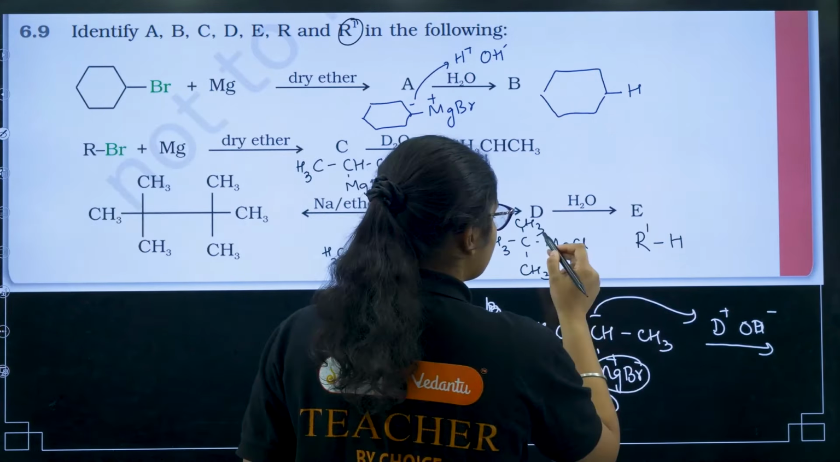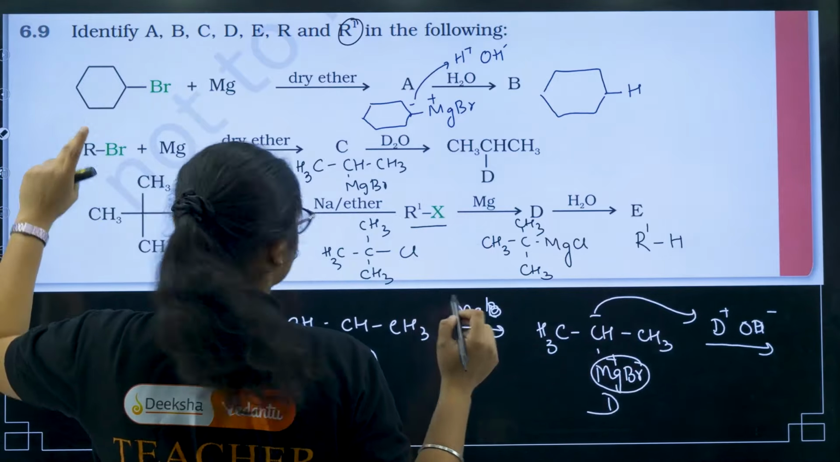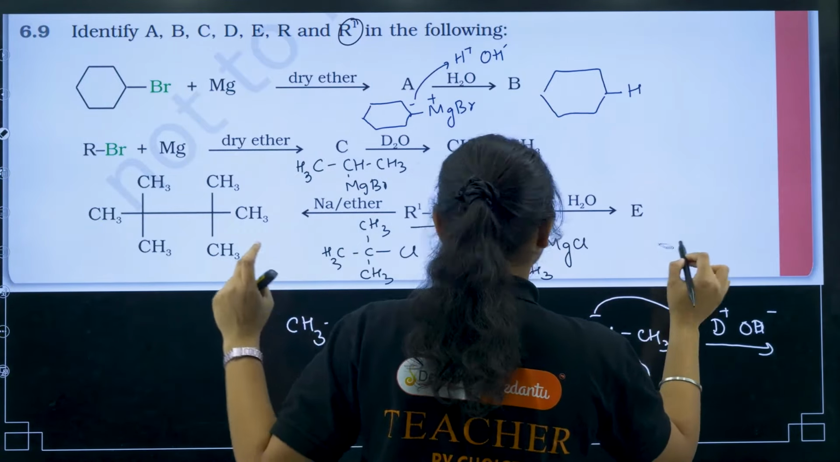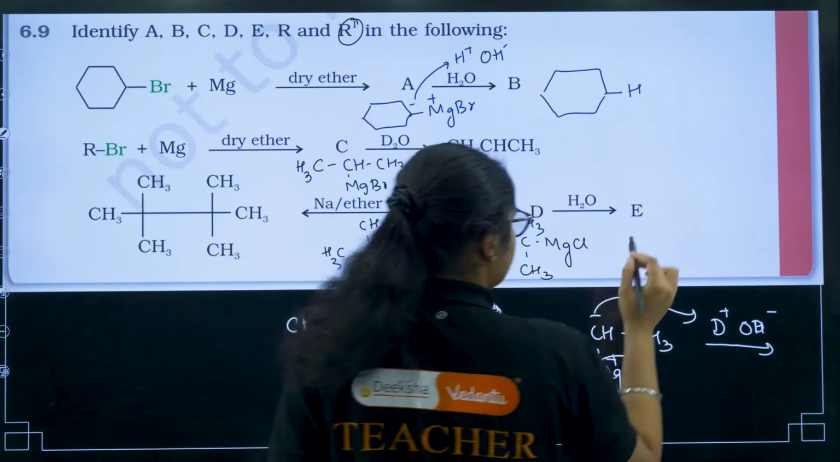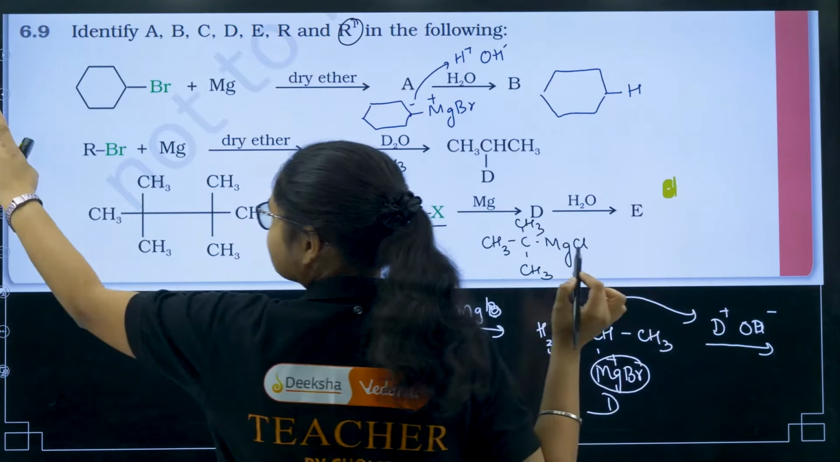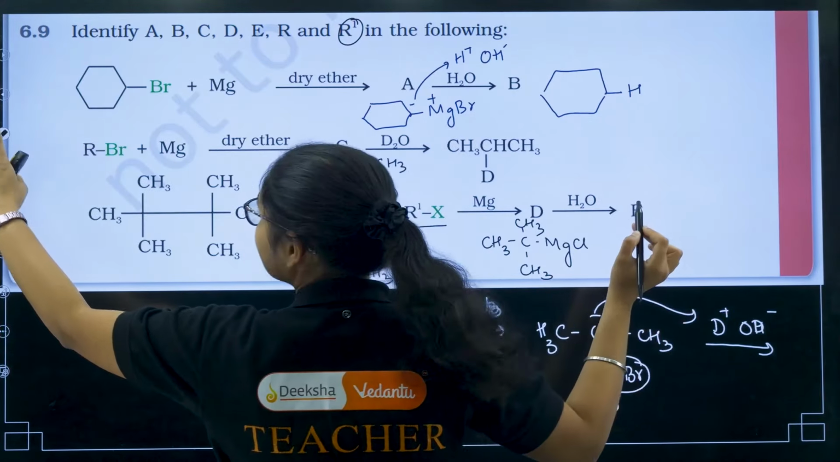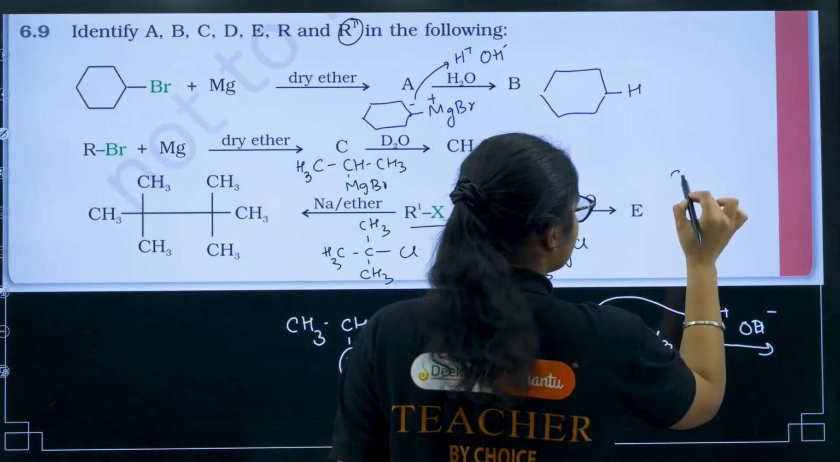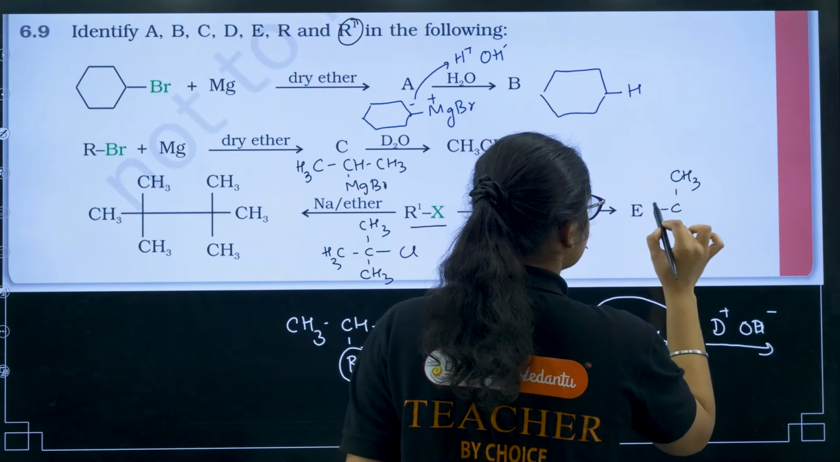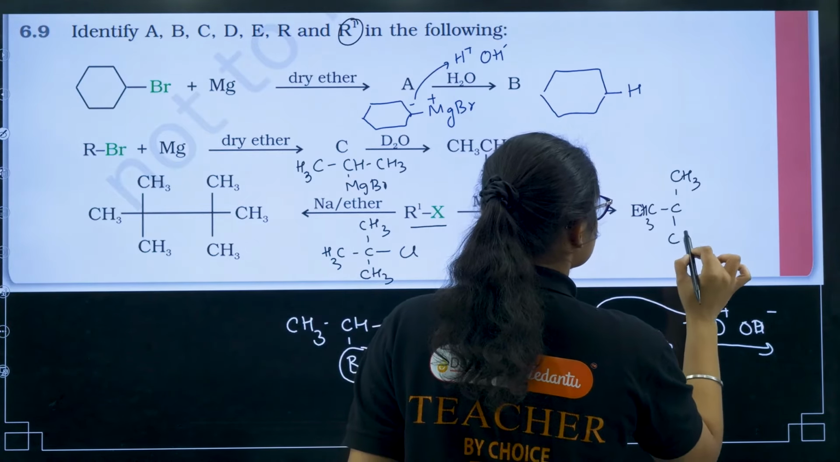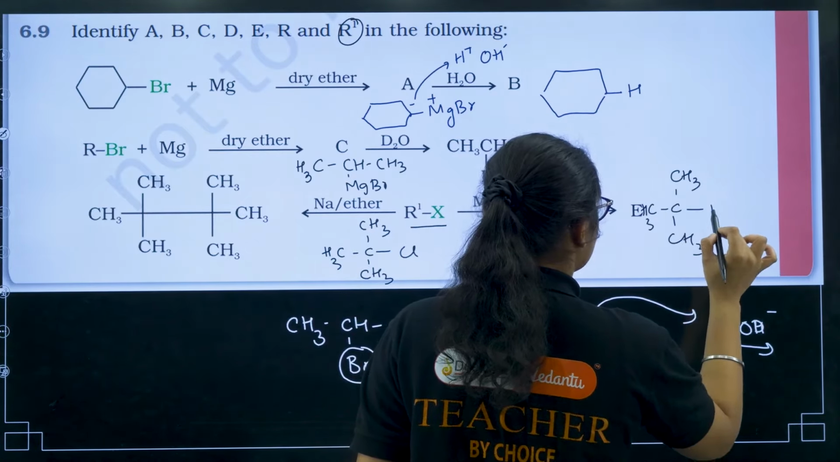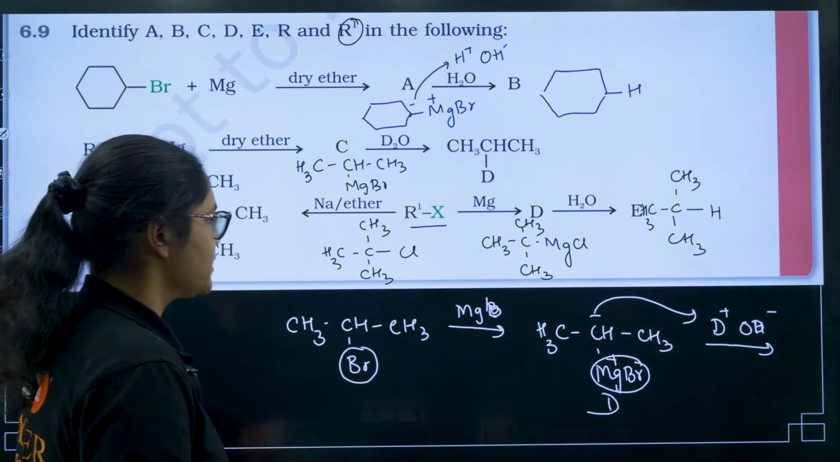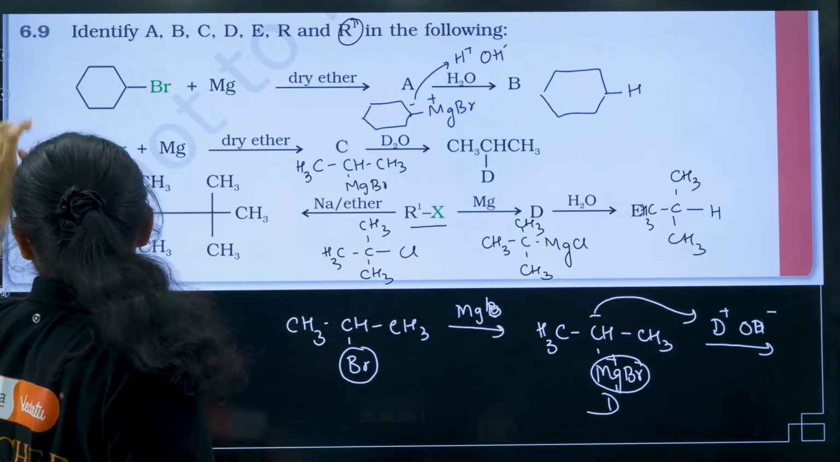Next what will happen? H2O, here H will come. So I just have to replace this one. So I will get, just a minute, yeah, I will get CH3 C CH3 CH3 and here H will come. Clear? Done this one? Okay.